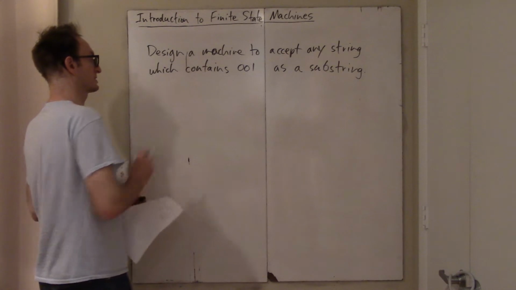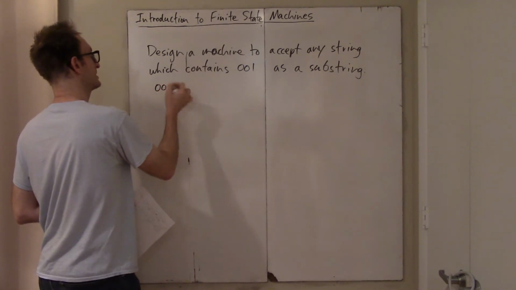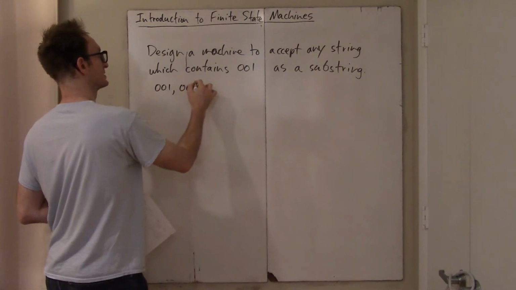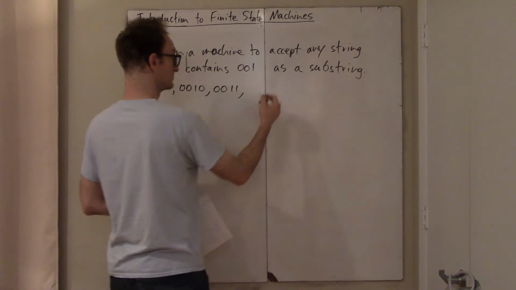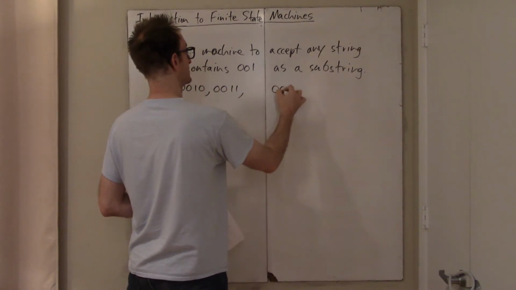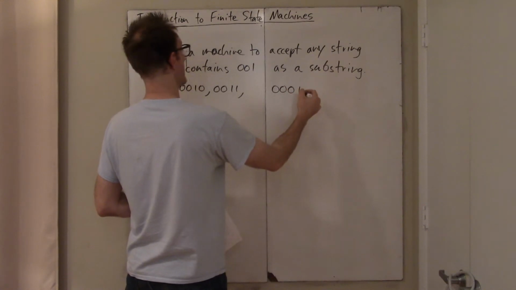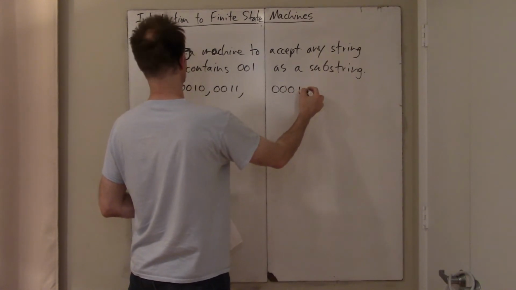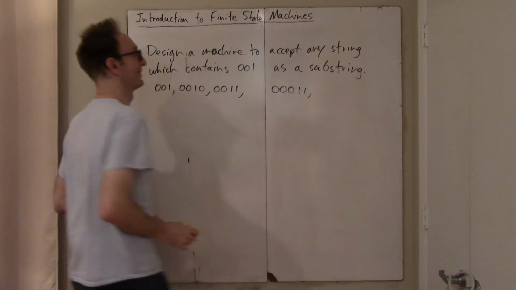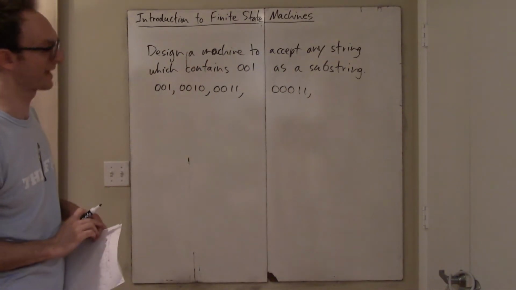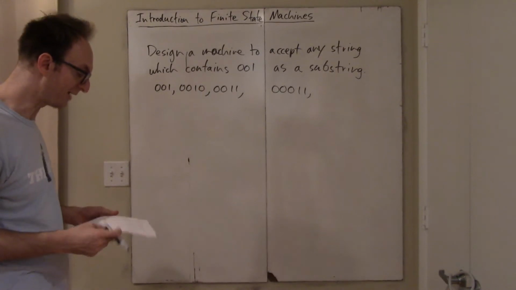So of course, 0, 0, 1 is accepted, but so is 0, 0, 1, 0. So is 0, 0, 1, 1. And so are more complicated things like 0, 0, 0, 1, 1, or whatever else. Okay, how can we do this?